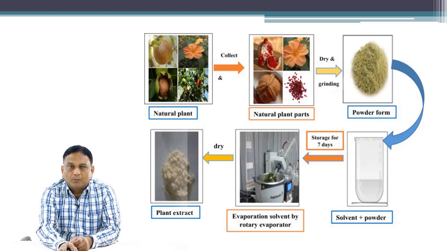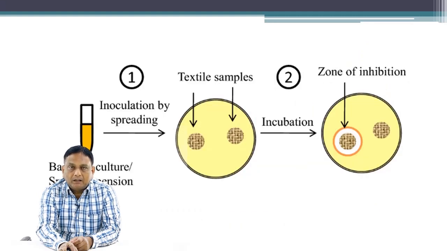Now these are different compounds of natural plants. How natural plants are extracted is shown here. Different parts of the plants are separated, dried, and ground into powder form. Then they are dissolved in different solvents, followed by evaporation of the solvent for purification by rotary evaporator, and finally we get the plant extract. Here is a schematic view of the applications, with different bacterial cultures, the spore suspension and those kinds of things.